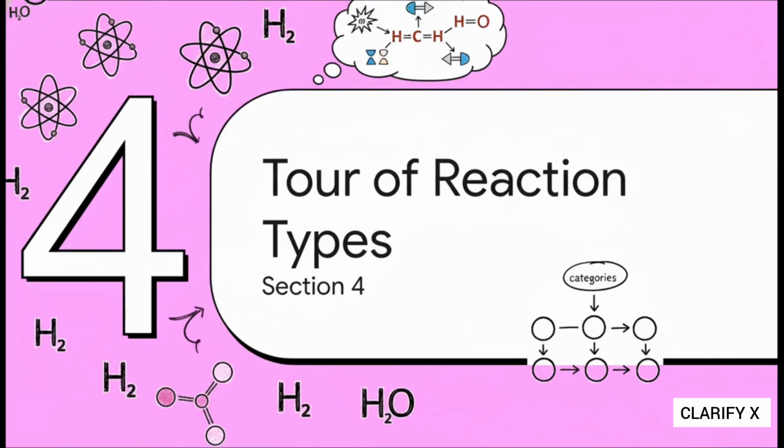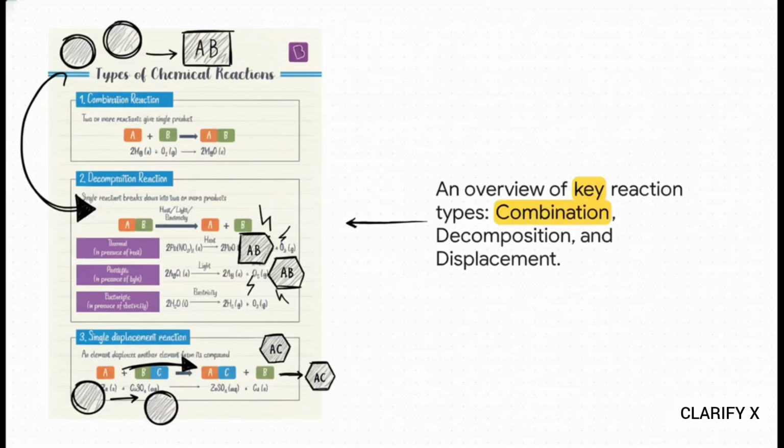Section 4, a tour of reaction types. Awesome. Now that you're practically a pro at balancing, let's do a quick run-through of the main types of reactions you're going to see. You can think of these as different categories or common ways that chemicals like to interact with each other. So this gives us a great little snapshot of the big ones.